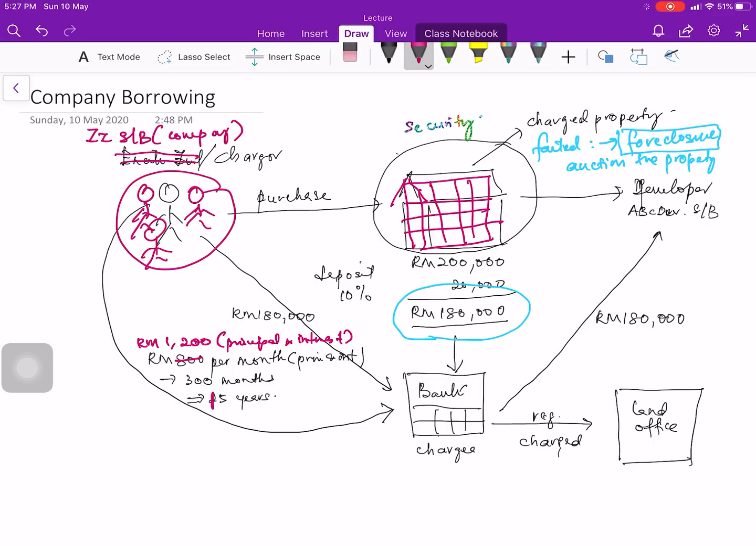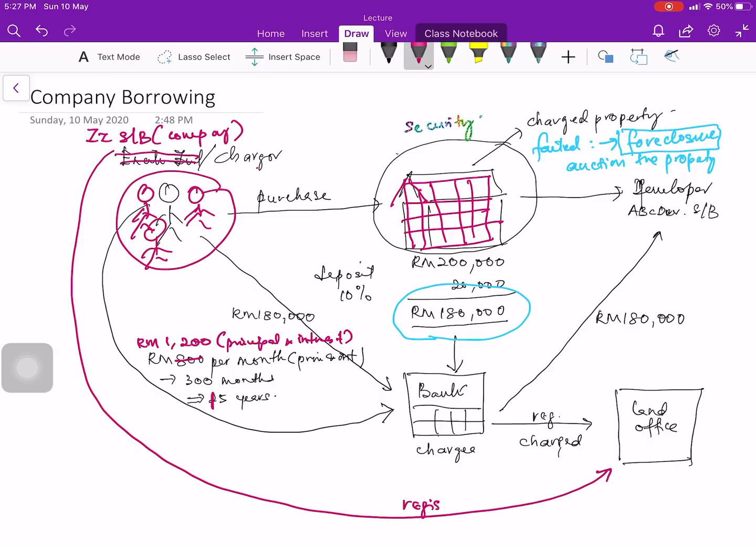I hope you can see the picture here. Now when we change from Encik Zul to a company, we also change from this house to a building for offices. The bank is still the chargee, the charger is the company, and the charged property is the building. What would the bank do? By right, when a company charges its property to the bank, the company secretary should register the charge within 30 days from the date of creation, not to the land office but to SSM.